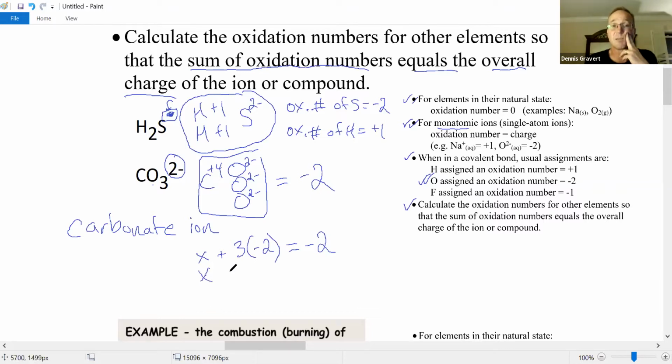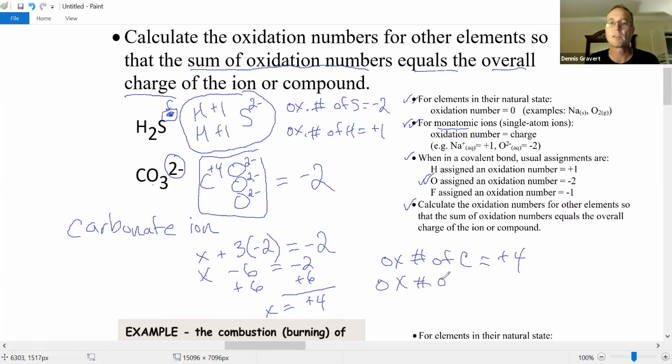Let's see if the algebra is going to work. 3 times -2 is -6. Get rid of the 6 by adding it to both sides. 6 minus 2 is 4. X equals +4. Good. The oxidation number of C equals +4. The oxidation number of oxygen is equal to -2. Yay, that's the oxidation number game.